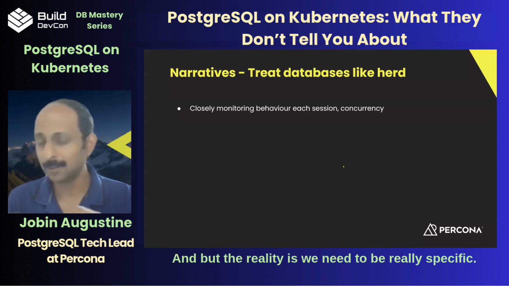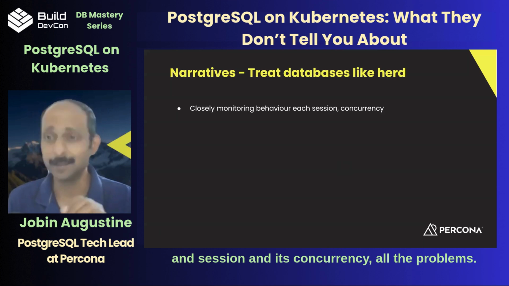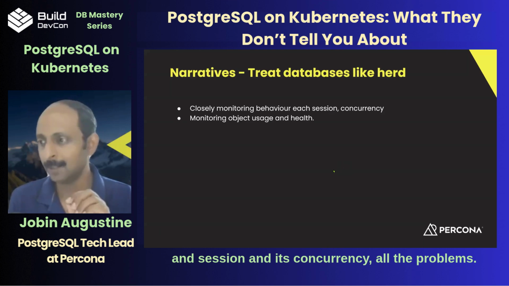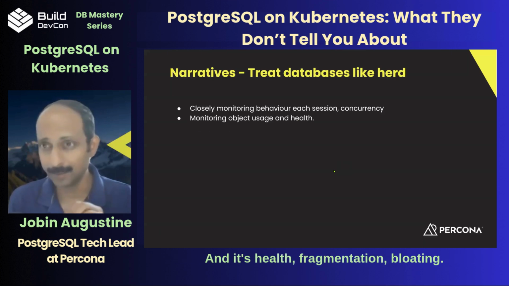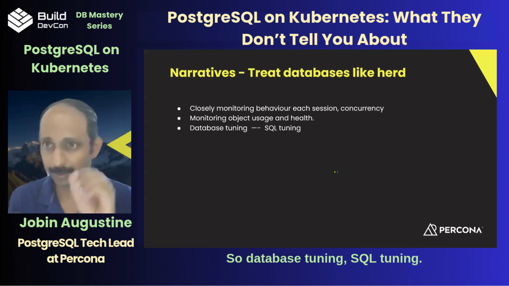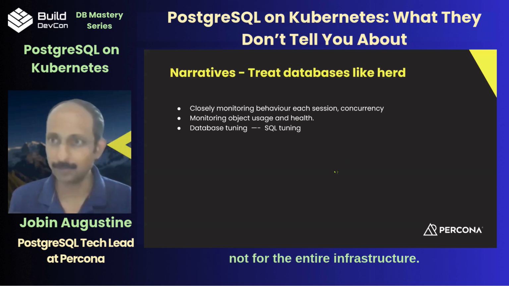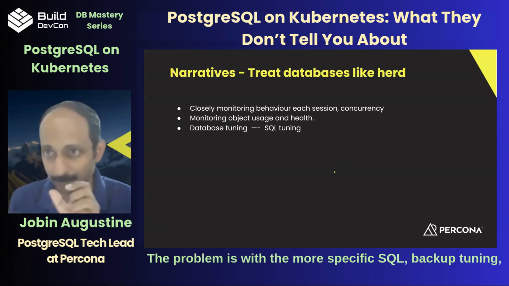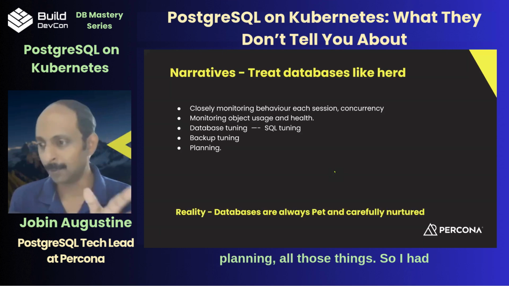But the reality is we need to be really specific. We need to be very closely monitoring the behavior of each database and session and its concurrency, all the problems. Even at the object level, we should be monitoring its health, fragmentation, bloating. So database tuning, SQL tuning need to be done for a very specific SQL, not for the entire infrastructure. The problem is with a specific SQL, backup tuning, planning, all those things.